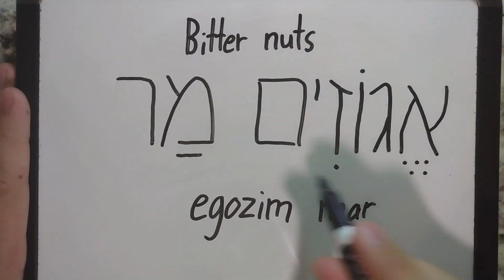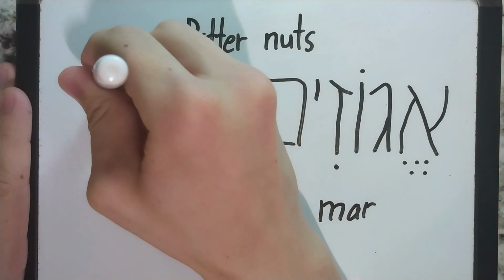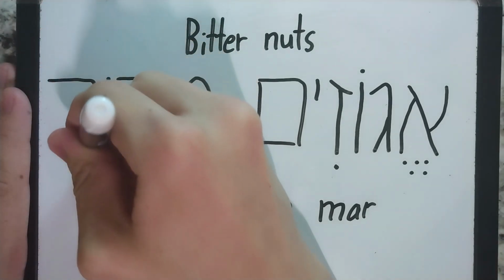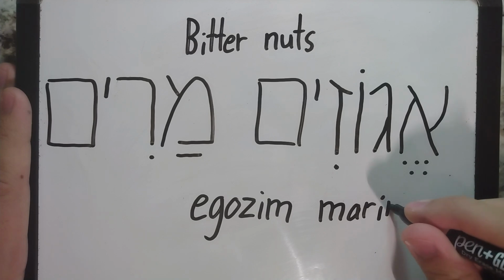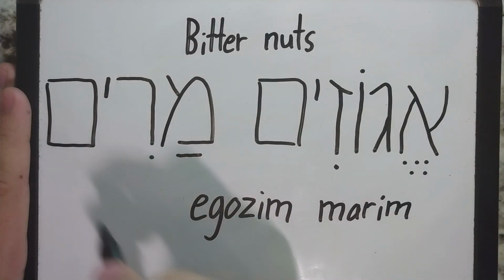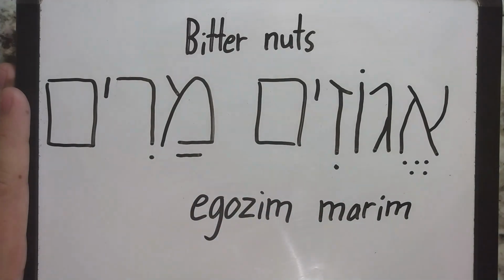After the noun egozim, we'll add the adjective for bitter. The masculine singular form of bitter is mar. And to make it masculine plural, we must add the im ending. So that is hirik, yud, and final mem, which say im. Add that to mar to get marim. So bitter nuts is egozim marim.